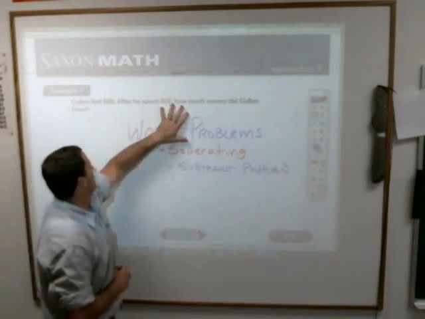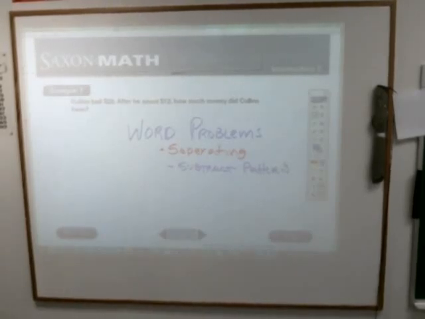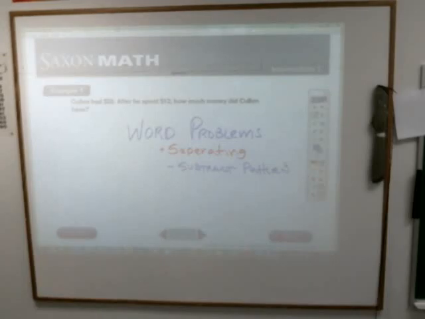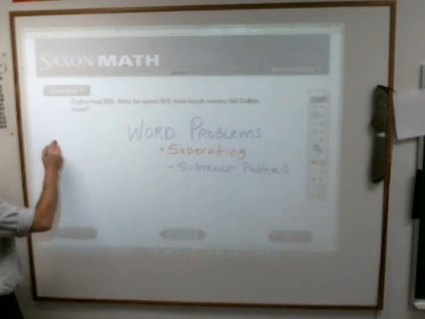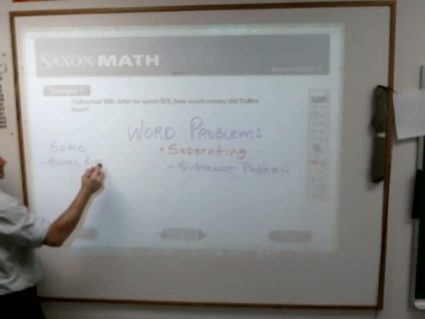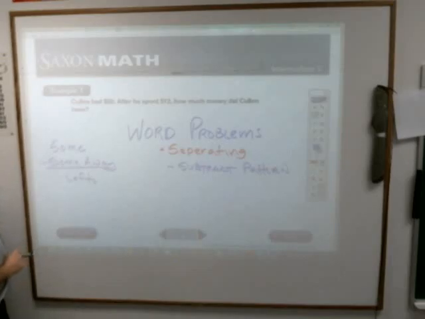For example, Cullen spent $12. How much money does the boy have left? I don't care that you know the answer. I care that you get the gist of what they're looking for here. You start with some money, you take some away, and then you have what's left. That's the pattern we're looking for.